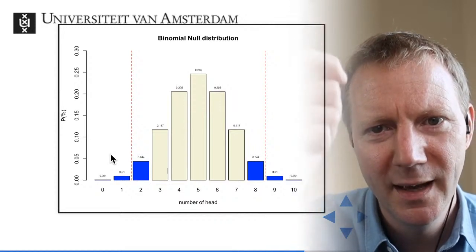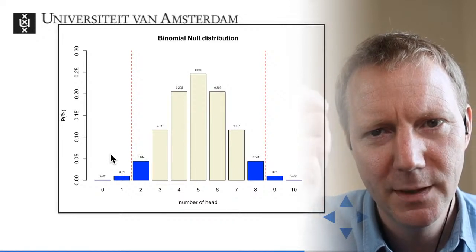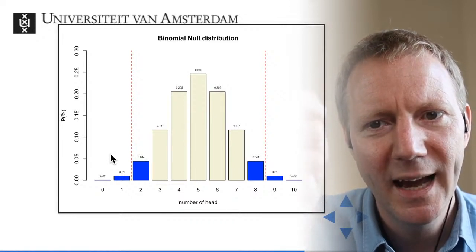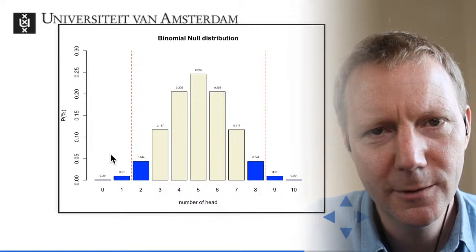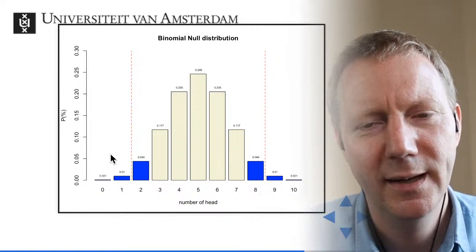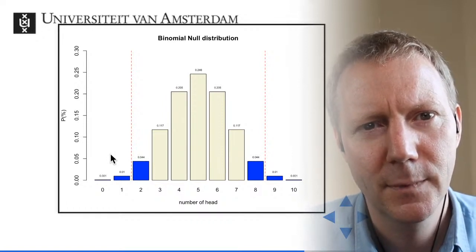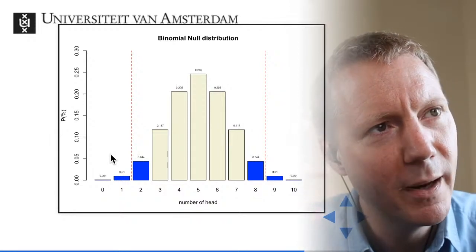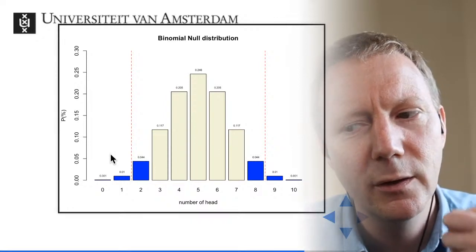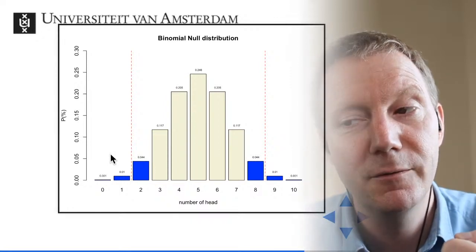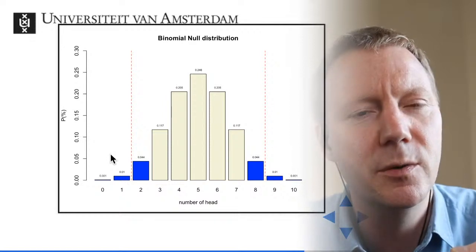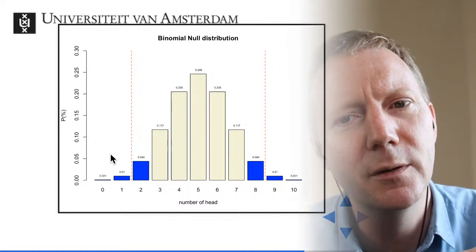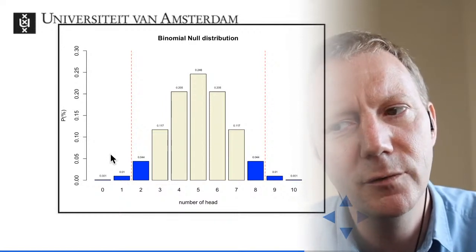I flipped, and I had 2 times heads. That is my test statistic. Assuming the null distribution, this is the probability that I get that for throwing 2 times. You could also think about what would be the probability of throwing 2 times heads if you assume some other distribution. Yeah, well, that would be different, but that's not the definition of the p-value.